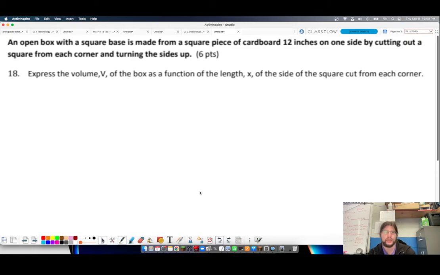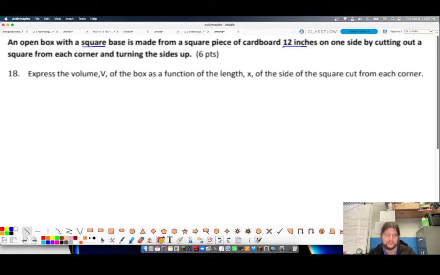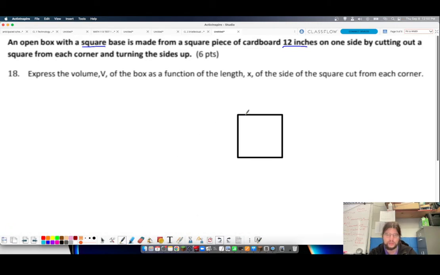All right, so we got the box problem. It's a square, 12 inches. I would suggest drawing it because you guys suck at visualizing things. There's my square. And we're going to cut off the corners.